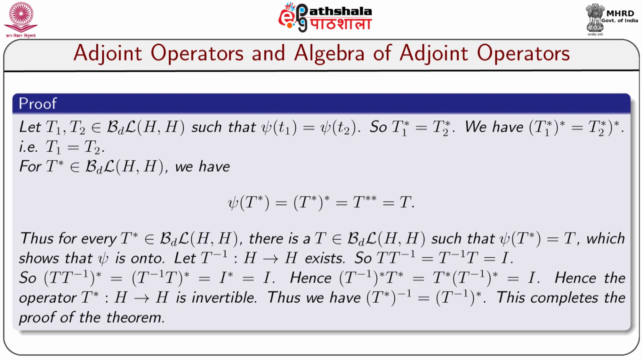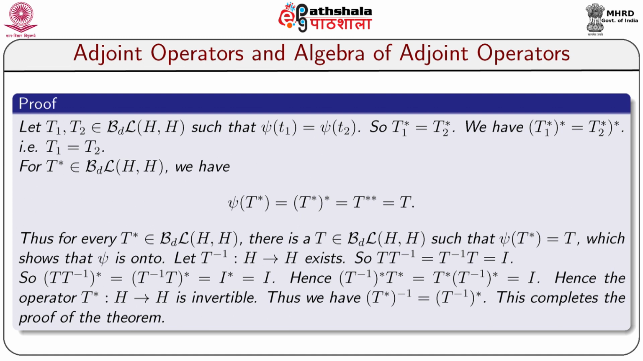For T star belongs to B(H,H), we have psi of T star equal to star of T star, which is equal to T double star, which is equal to T. Thus, for every T belongs to B(H,H), there is a T star belongs to B(H,H) such that psi T star equal to T, which shows that psi is onto.